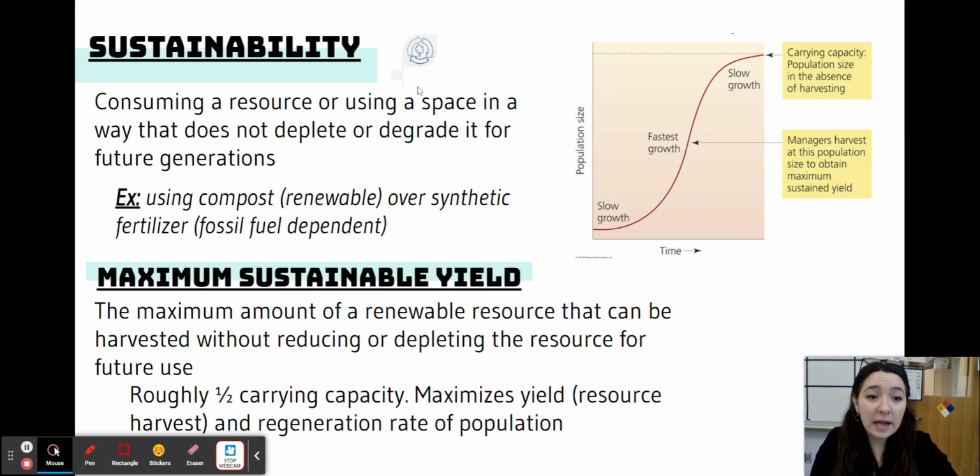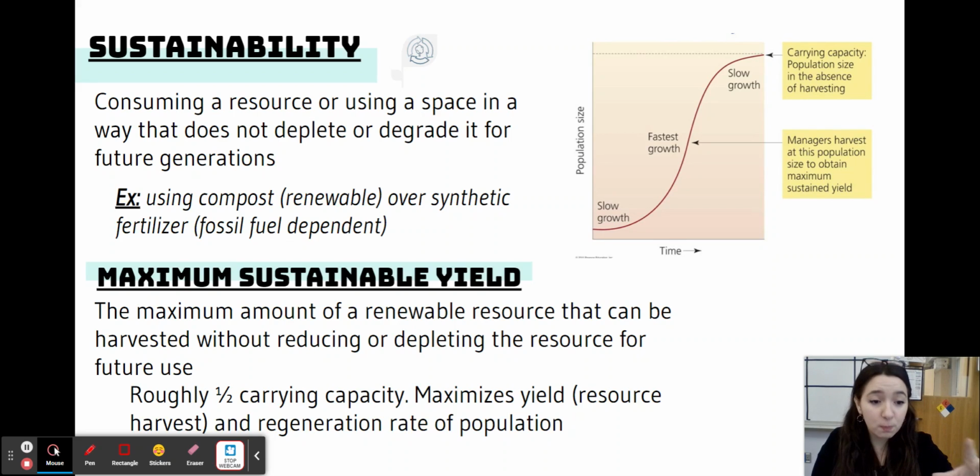Okay, so what is sustainability? Sustainability is consuming a resource or using a space in a way that does not deplete it or degrade it for future generations. So, what is a resource? A resource can be anything. It could be water, it could be food, it could be land, it could be fossil fuels such as oil and coal and natural gas.